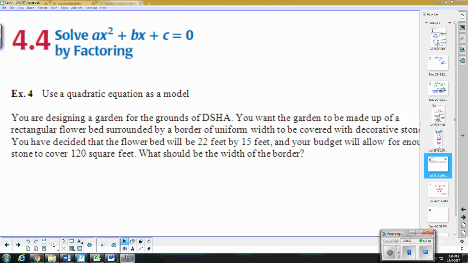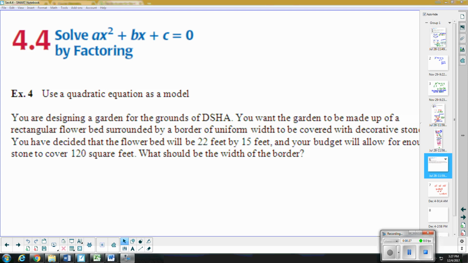Ladies, this is lesson 4.4, and this is the word problem that's at the end of your note sheet. It says to use the quadratic equation as a model. So again, we'll have to find our area and come up with a length and a width, and we're going to have a variable in our area formula.